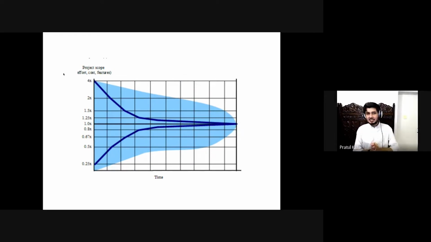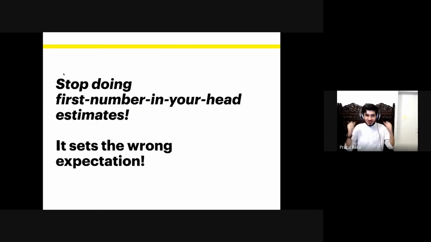So how do you get past this? One very, very easy way to do that is to stop doing first number in your head estimates because it sets the wrong expectation, right? What do I mean by that? Think of the last time when you were asked to do an estimate.